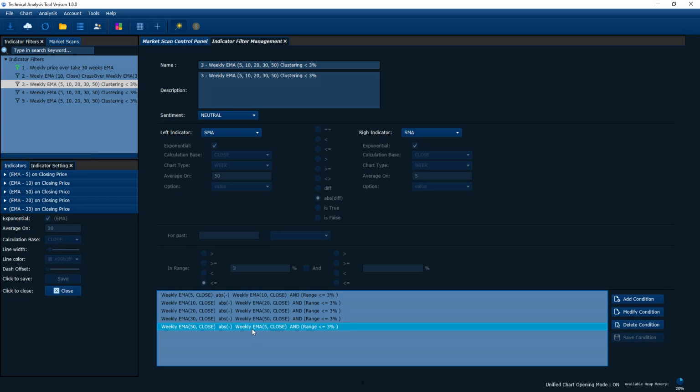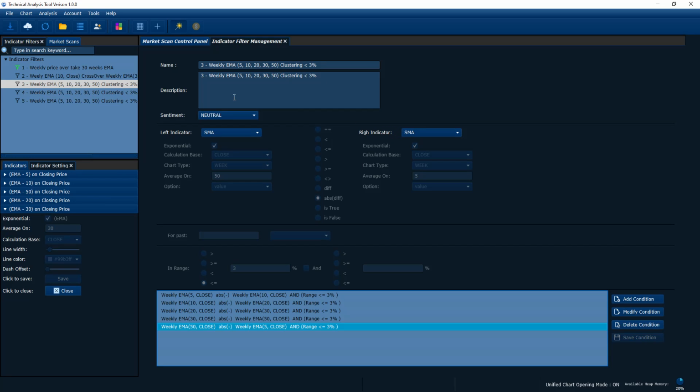Finally, most important, you need to close this circle, right? You compare 5 weeks to 10 weeks, 10 weeks with 20, 20 weeks with 30 weeks, 30 weeks with 50 weeks, and you need to close this circle. You have to specify the 50 weeks EMA compared with 5 weeks EMA, and that range also has to be inside that 3%. Okay, so that's the group of 5, 10, 20, 30, 50 moving average group. So that group has to be clustering together and less than 3%.